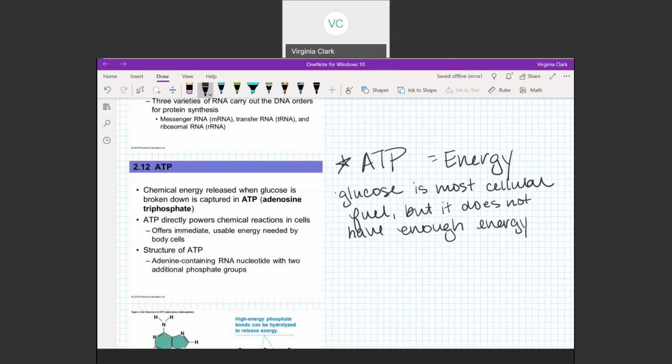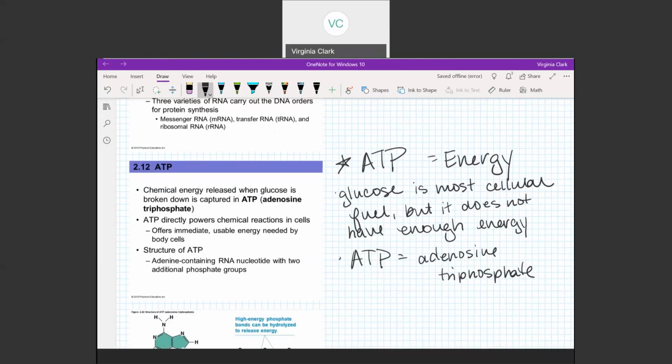So you can have glucose, your body will use it, it will break those bonds. Remember, glucose is the monomer of a starch or a sugar, and it's really, really important when we break those bonds, but it doesn't have enough energy. So the way our body will actually do this is it will use something called ATP, which stands for adenosine triphosphate.